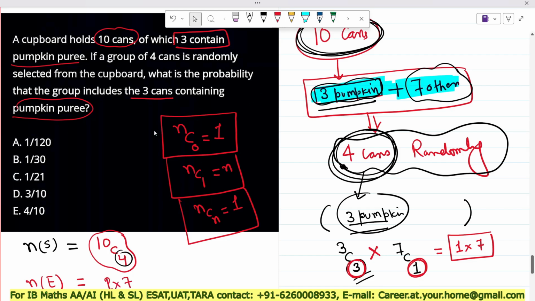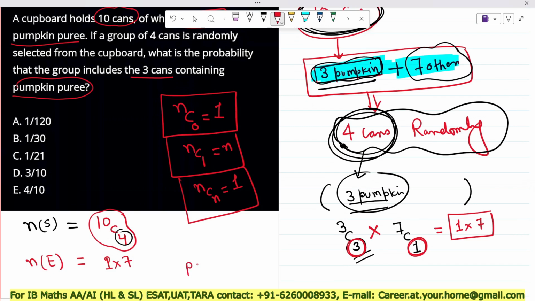Okay. So what should be the probability? Probability of event E should be equal to N of E upon N of S. So N of E is 1 into 7 upon 10C4. How can we calculate this? So we should have factorial 10 upon factorial 4 into factorial 6.